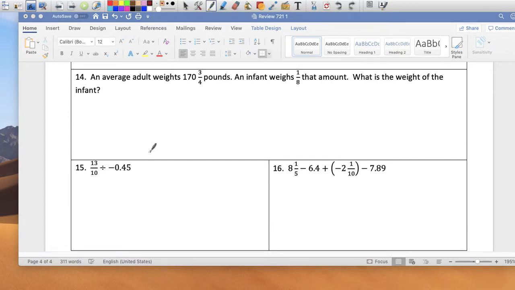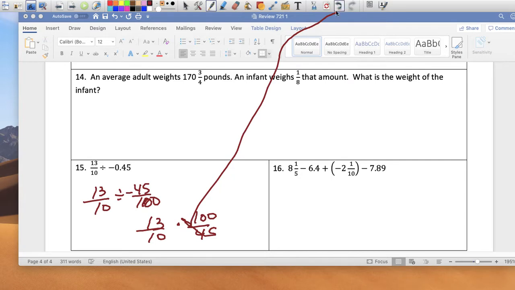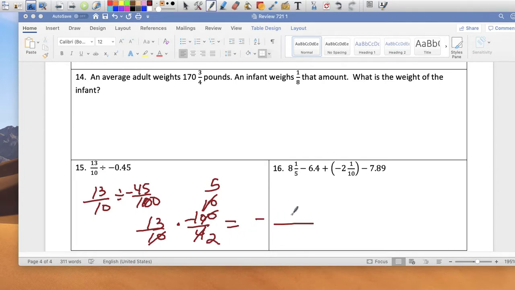Pick a format. You want to change it to decimal. You change it to 1.3 divided by negative 0.45. I personally would do this. I think it's easier. You want to change both to decimals. Okay, 13 over 10 times 100 over 45. Negative. So my answer is already a negative. Simplify, yes. This again, divided by 2 is 5, divided by 2 is 2. And I'm going to get negative 65 over 2. You can change that to a mixed number, or look at multiple choice to determine what to do.